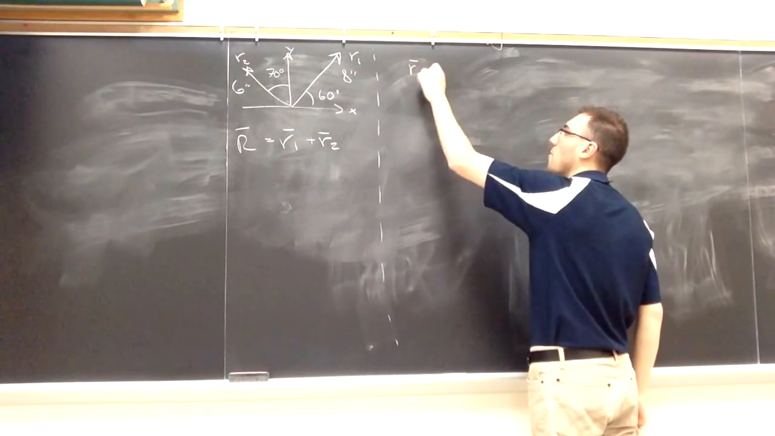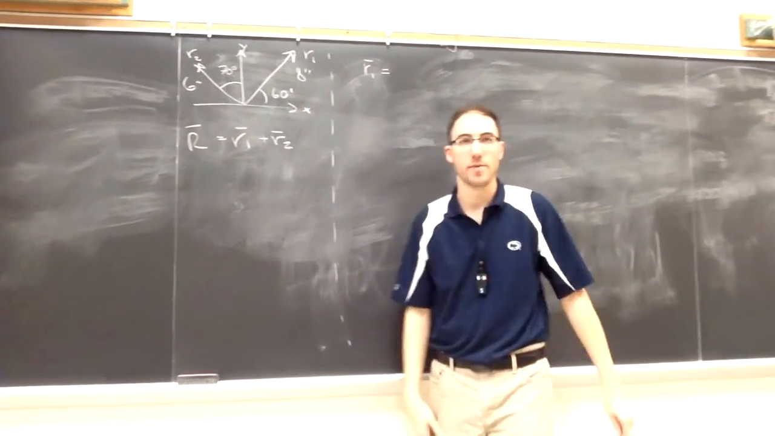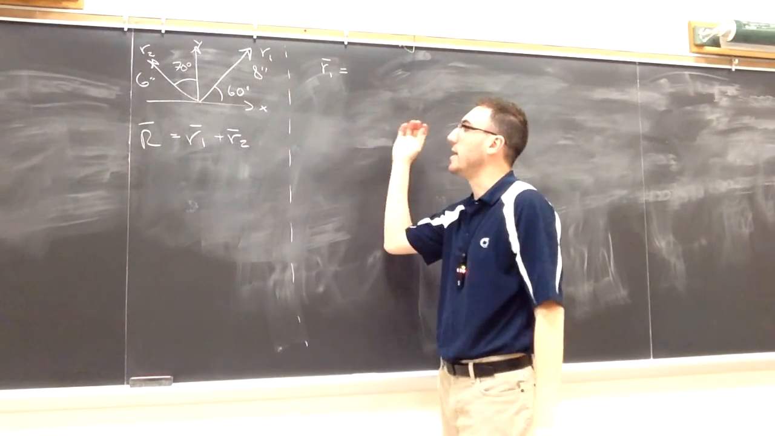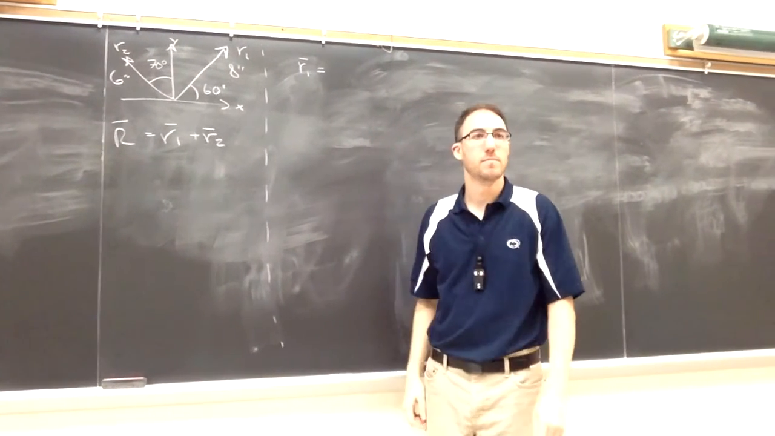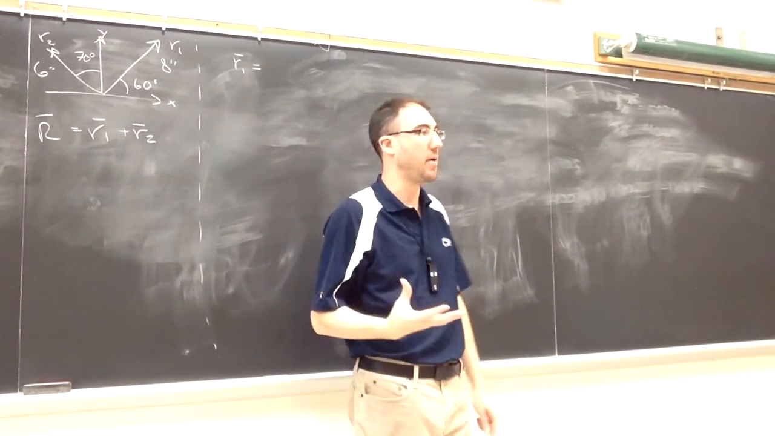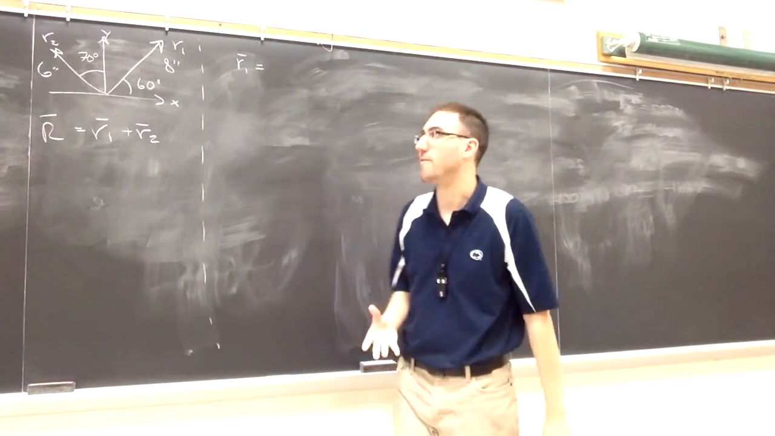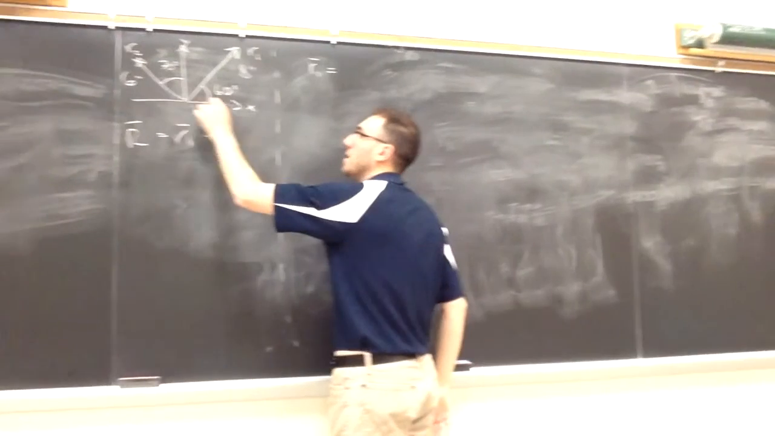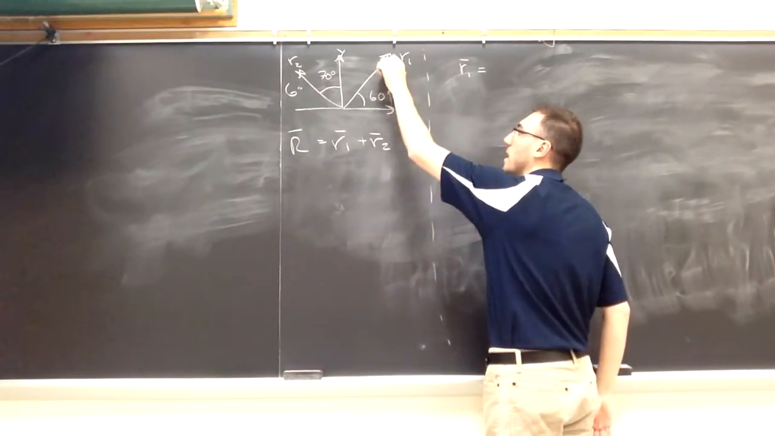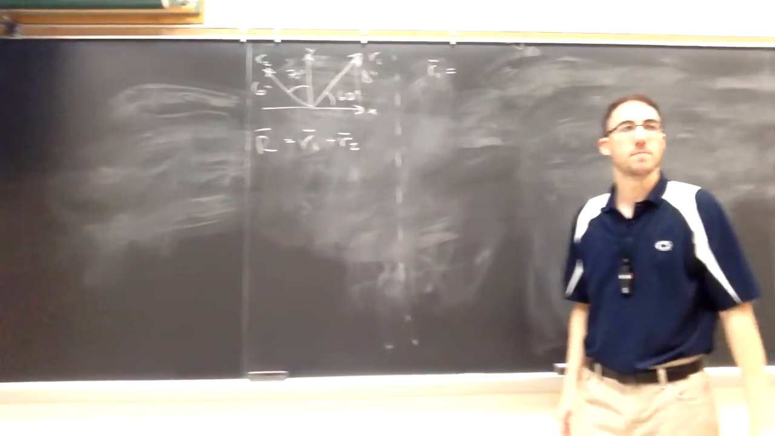We can start with R1, which looks like the ones we did the other day. How can we express R1 in its component form? So what is the I component of R1? What's the J component of R1? How much of R1 lies along the x-axis? How much of it lies along the y-axis?